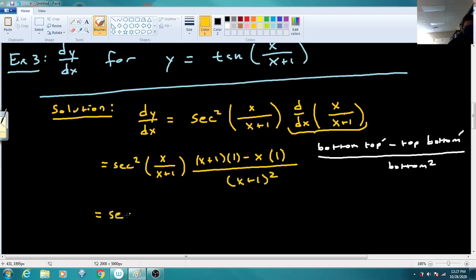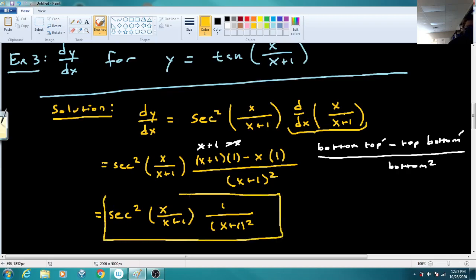And we clean it up a little bit. So this right here will be the top part here. If we look at what's going on at the top here, it's x plus 1 times 1 minus an x. So the x's will cancel, so we'll end up with just 1 over x plus 1 squared. And we could say that that's our derivative.